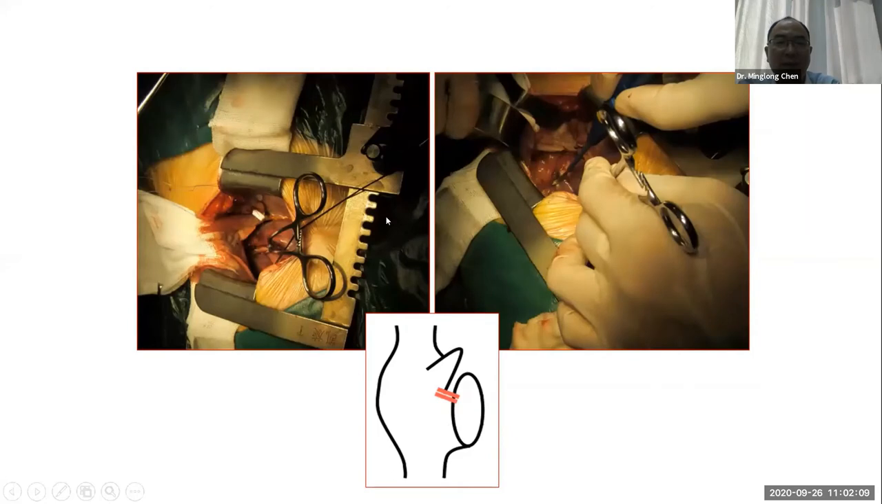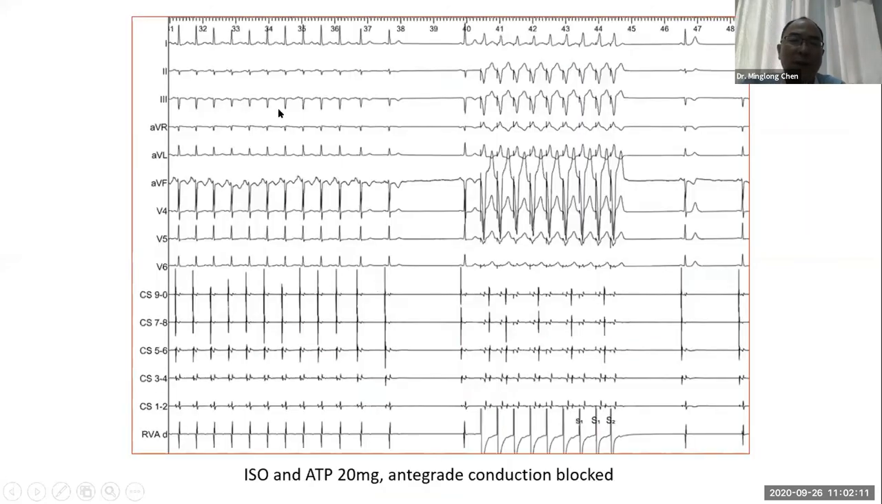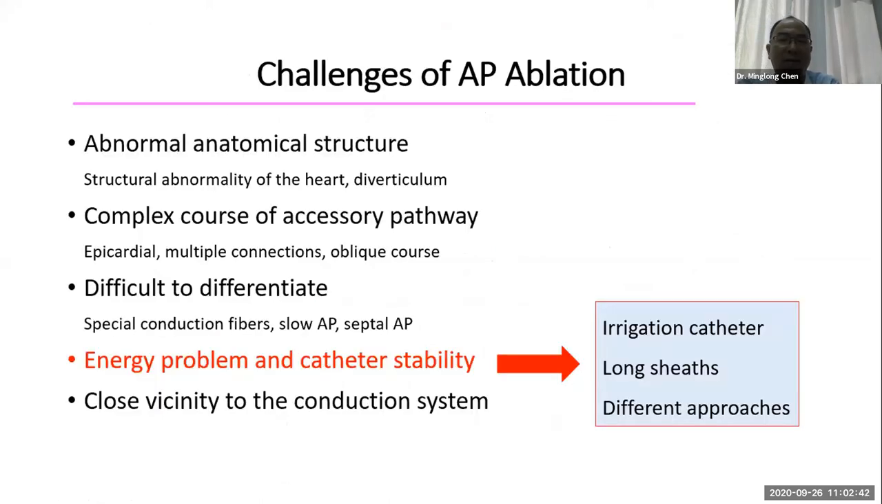And after that, the VA retrograde conduction and antegrade conduction were both blocked. And we are using the adenosine triphosphate to double check whether it's bidirectionally blocked. And finally, this case was successfully blocked. But this is the sixth time. And this is the surgical intervention. So this is really the tough case, the broad band all the way from 8 o'clock to 10 o'clock.